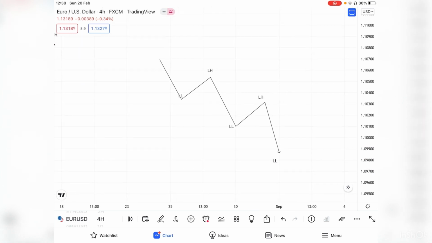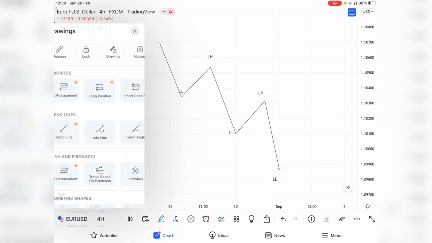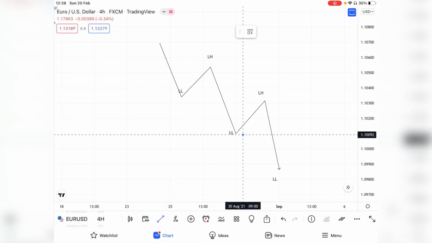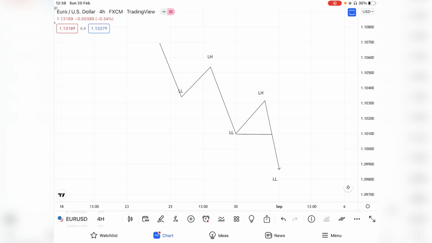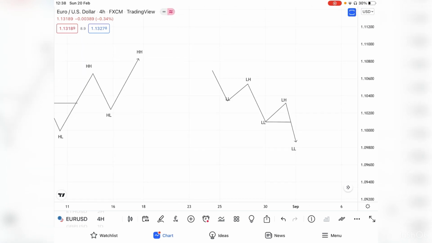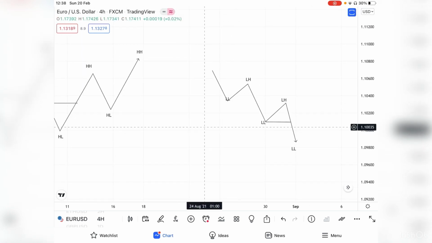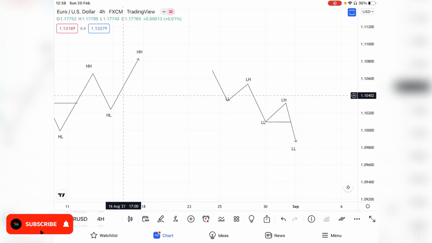So it's the exact same thing. When a previous lower low gets broken, the previous lowest point gets broken, that's when the market creates a new lower low. So this is how it looks when we are in a downtrend, and this is how it looks when we are in an uptrend.